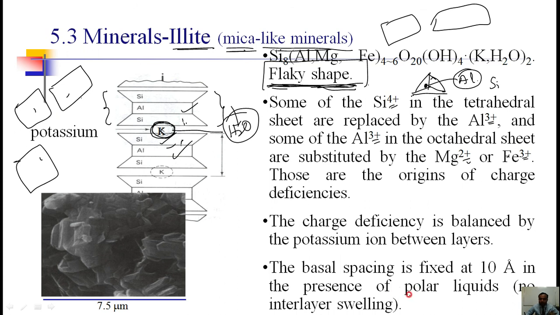What do you mean by polar liquids? Polar liquids means water is polar. Why? Because water has H2 and O, so H is there, O is there. H plus and O minus are both there. Plus and minus poles are both there, therefore this is called polar. The basal spacing means this spacing, at 10 angstrom in the presence of polar liquids, no interlayer swelling. Here it is said no interlayer swelling, but we will not say no; we will say less interlayer swelling will be there.